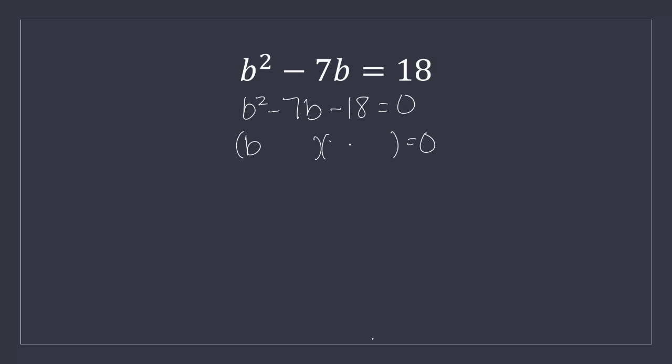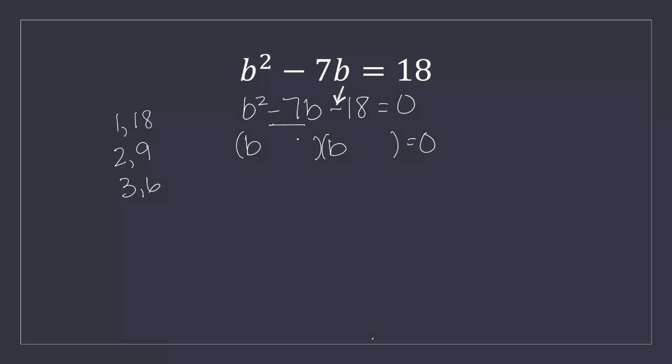I'm going to make the b squared. I'm going to separate that into b and b. And then I'm going to figure out what factors of 18 are going to subtract to be 7. How do I know it's going to subtract? Because of the minus sign in front of the 18, okay? That tells me that I'm subtracting the two factors to make negative 7.